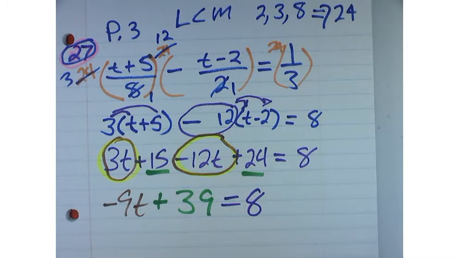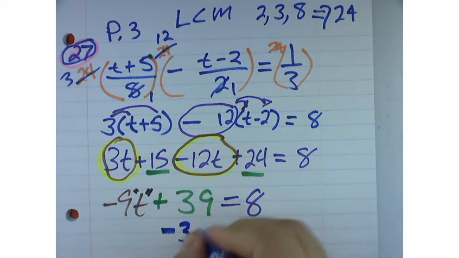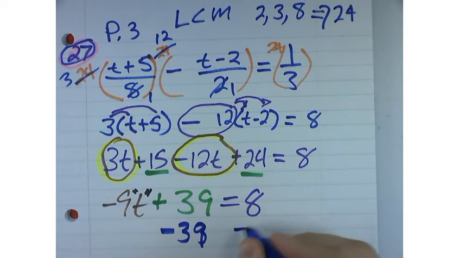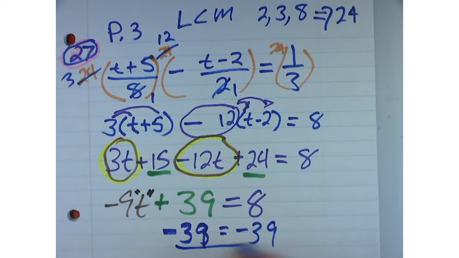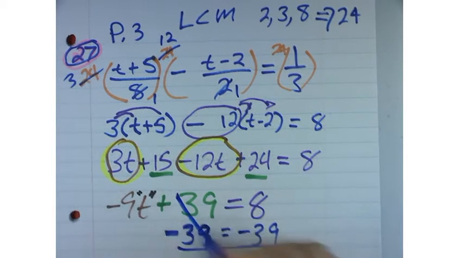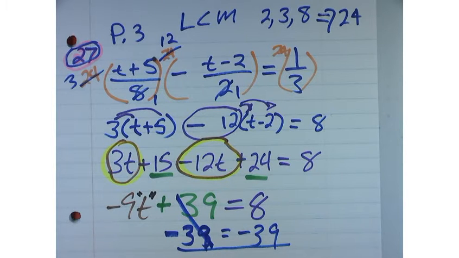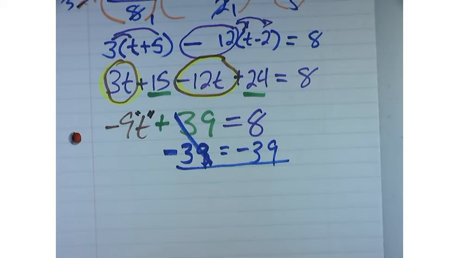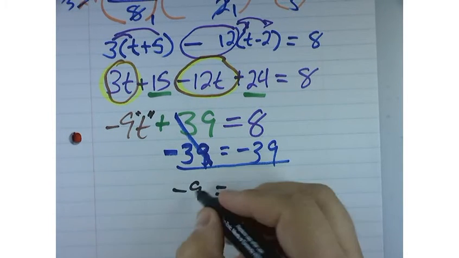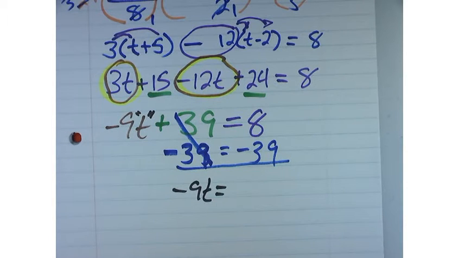Our overall goal is to get t by itself, and all the other stuff on the other side. Which means we can move the 39. The 39 is easier to move since we're adding 39. To move it, we can subtract it. So if I subtract 39 on this side, I've got to subtract 39 on the other side. 39 minus 39 is 0, and that leaves me with negative 9t equal to negative 31.